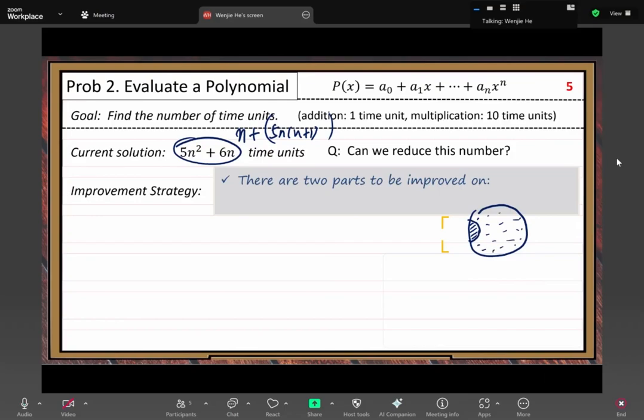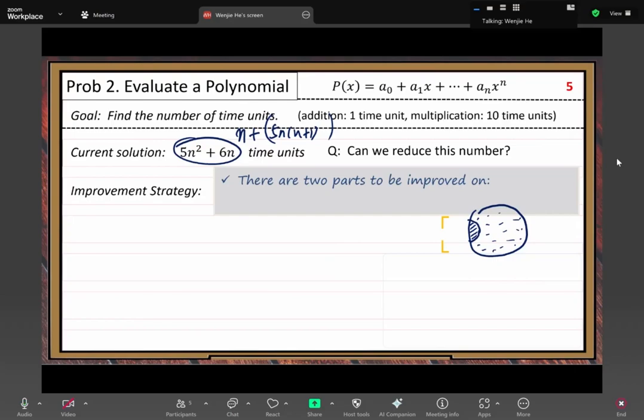Based on this diagram, we use it as our visual understanding. Our goal is to reduce the amount of time. Reduce this number, reduce this whole circle. When you do the reduction from the problem-solving strategy, what is the better way?